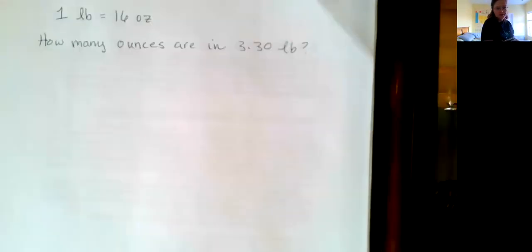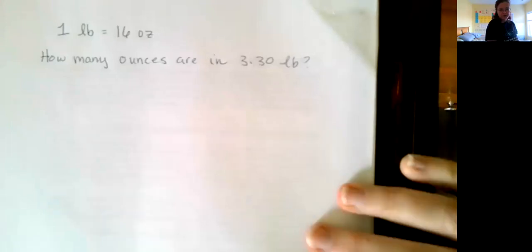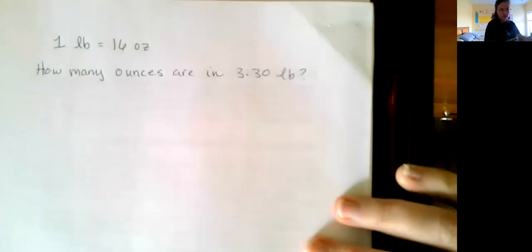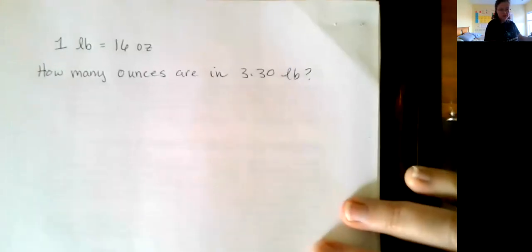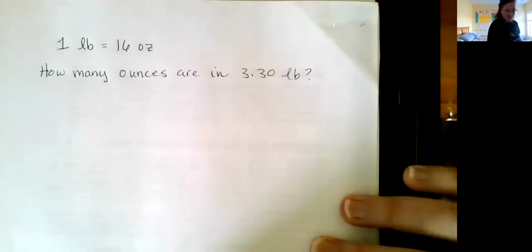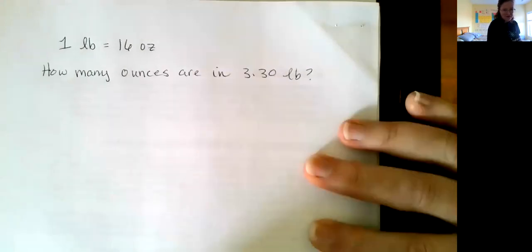Wow, you really can't see that at all, can you? Okay, let's try this. There we go. And let me make it clear again. All right, now we're talking. Okay, how many ounces are in 3.30 pounds?